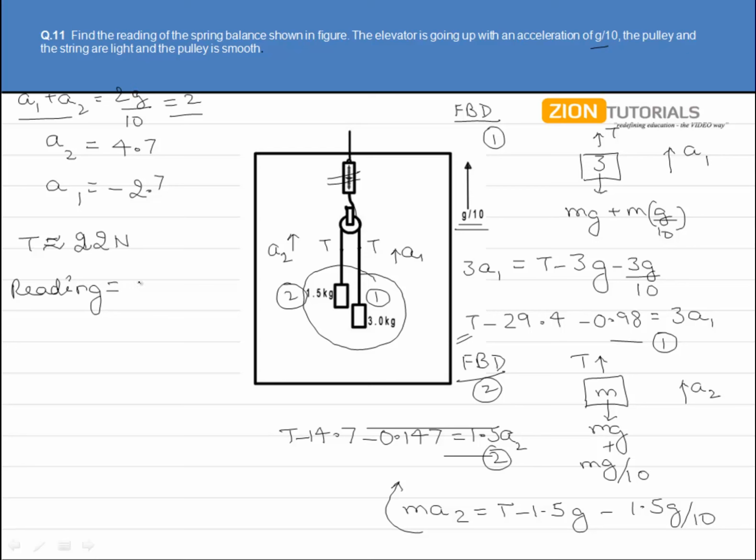Now, this is balancing a force of 2T, so the reading will be equal to 2T, that is 44 Newton. But since this is a spring balance and it will express it in kg, therefore it will show it as 4.4 kg, giving us the answer for this problem.